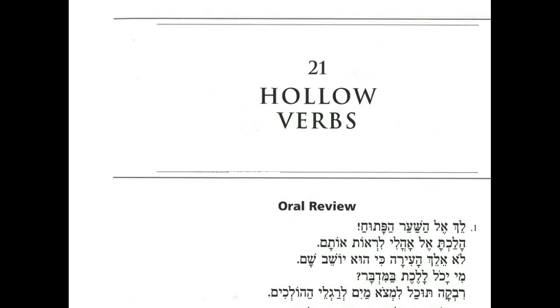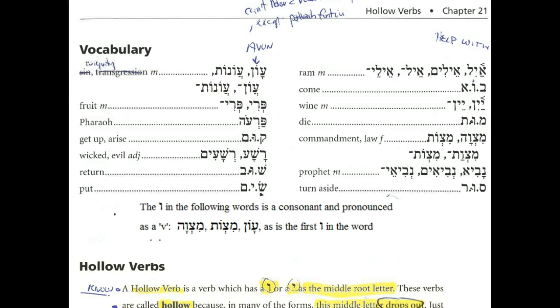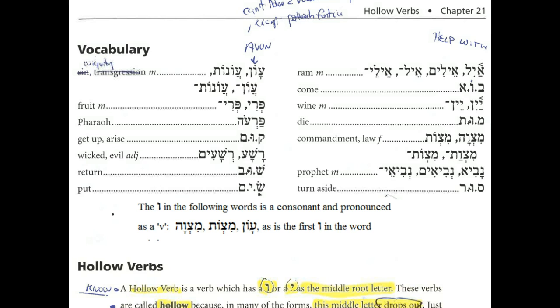Welcome to Chapter 21, Hollow Verbs. Turn with me in your textbook to page 227. I want to look together with you at the vocabulary and note some of the characteristics of these words.